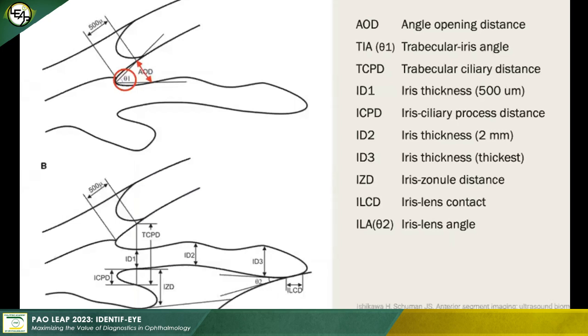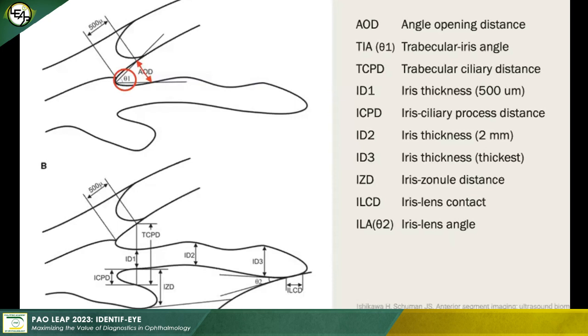There are also attempts to get quantitative values based on these findings. There are quite a lot, and I'm only going to focus on a few. These are Pavlin's measurement parameters. The most commonly used is the AOD, shown in red. The AOD, or angle opening distance, is defined as the length of the line drawn from the point of the corneal endothelial surface, 500 micrometers anterior to the scleral spur, to the iris surface perpendicular to the corneal endothelial surface. That's the line in red.